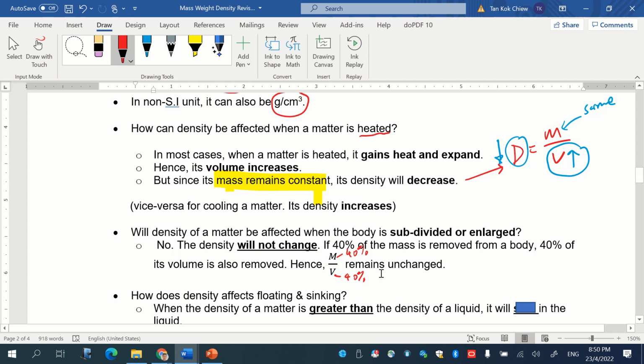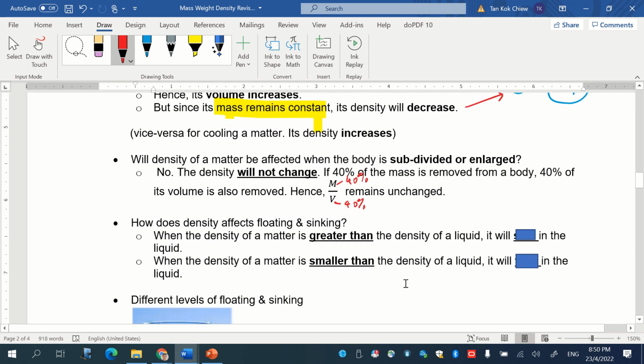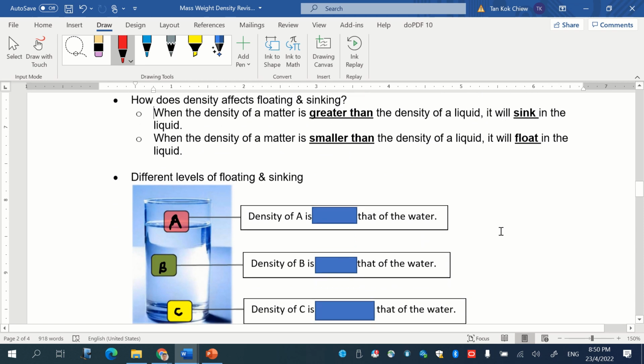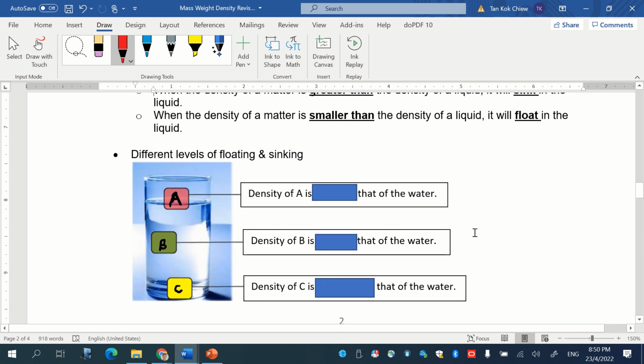Now next, how does density affect floating and sinking? Something that you learned before. When the density of a metal or substance is greater than the density of a liquid, when you put the metal into the liquid, it will sink. This is something you must know again. When the density of a metal is smaller than the density of the liquid, it will float. There are three different layers of floating and sinking you must know, to be able to tell very clearly, very quickly, whether the density is equal to, greater than, or less than water.